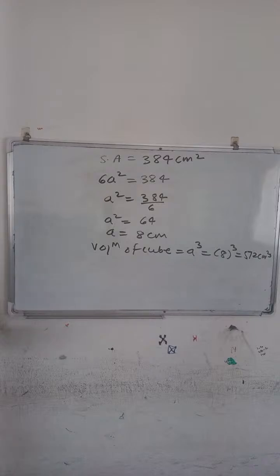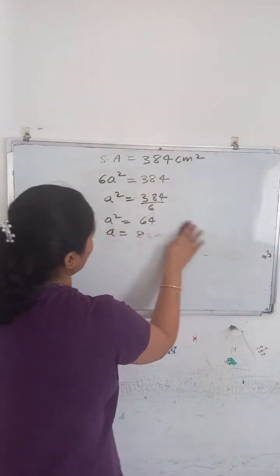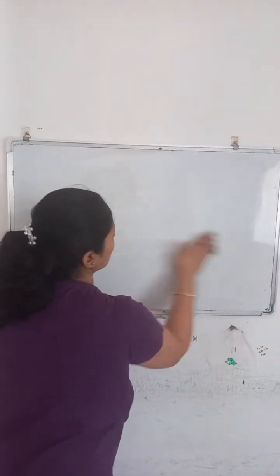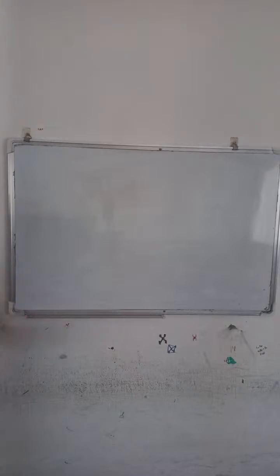Find the product. I hope everyone has copied this question. Now we can go for the next question. We are asked here to find out the product of the given numbers. So product means multiplication. Now write down the given values.